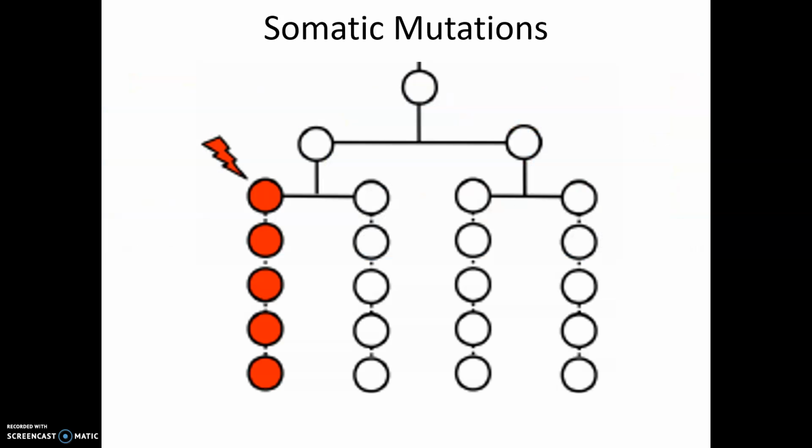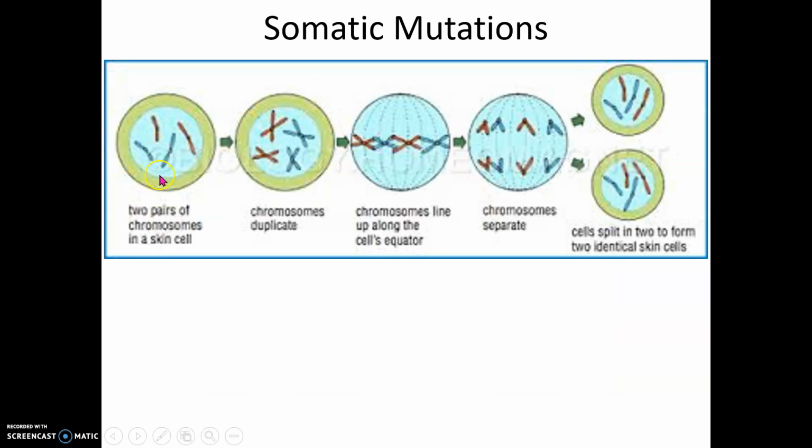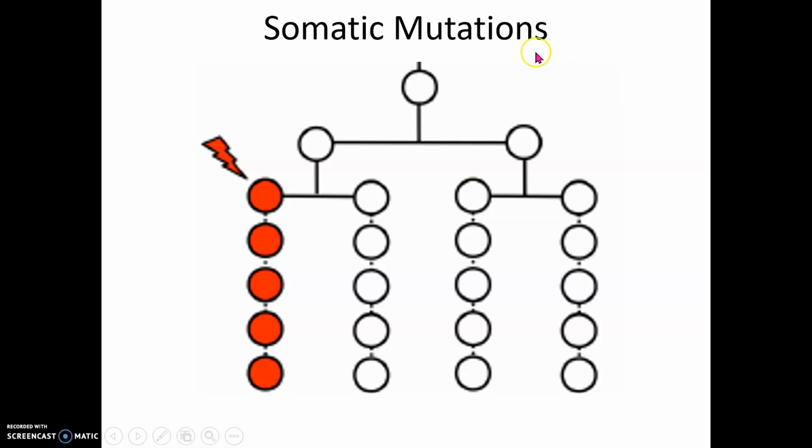So if you have a mutation in a somatic cell, it undergoes mitosis. All resulting cells from that one cell are going to continue to have that mutation over and over again. So here we have several different cells. Only the cell affected and the cells that come from it are going to be mutated. Everything else is going to be normal. Now we are mosaics. We have cells that have different DNA in them.